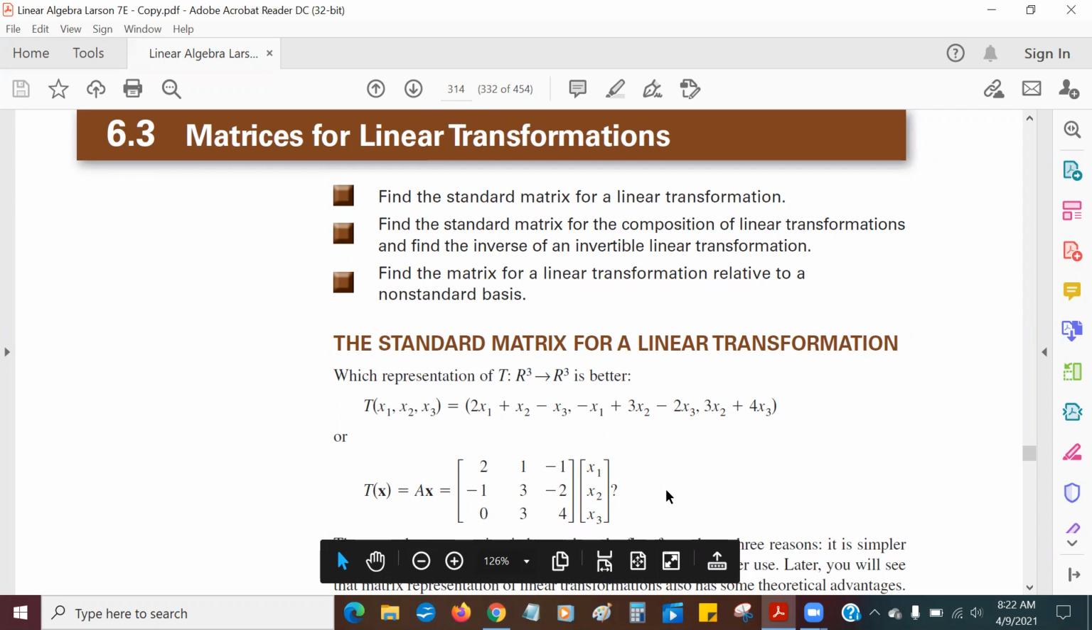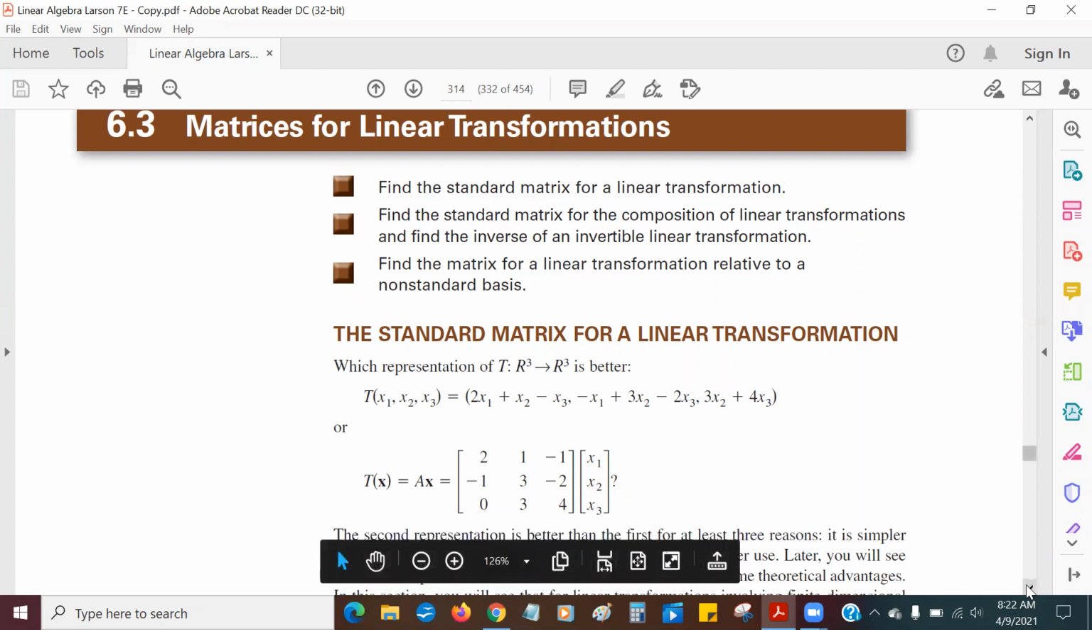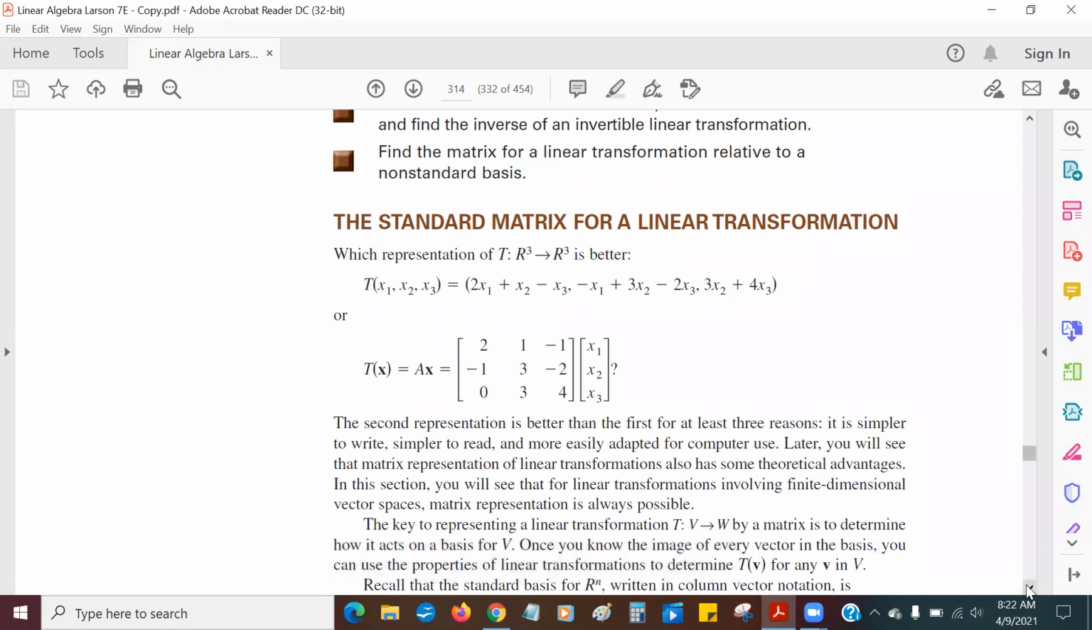So which do you prefer? Well, I think it's obvious. The second way, the matrix way, is better. It's simpler to write. It's simpler to read. It says here that it's more easily adapted for computer use. Now I'm gonna confess right away, I'm not really a computer person, but this is what they say, so it makes sense. Either way, it's just more compact and it works kind of more cool. So we're happy with this representation. That's definitely the way we want to say things.